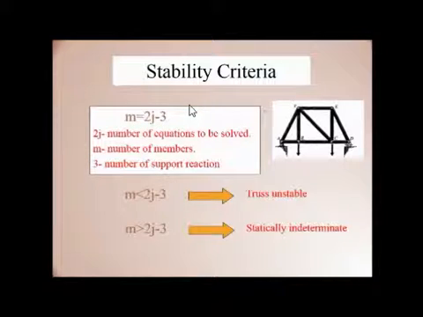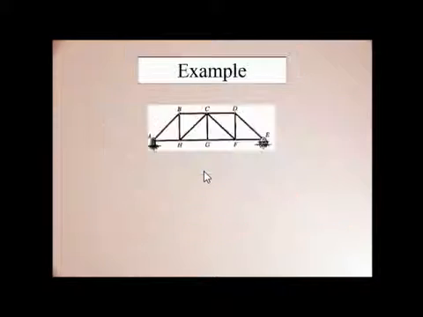Now there are some cases for stability. If M is equal to 2j minus 3, then it is a stable condition. If M is less than 2j minus 3, that means the number of members is less than 2j minus 3, then it is an unstable truss. And if M is greater than 2j minus 3, then it is statically indeterminate. But if it is exactly equal to 2j minus 3, then it will be stable.